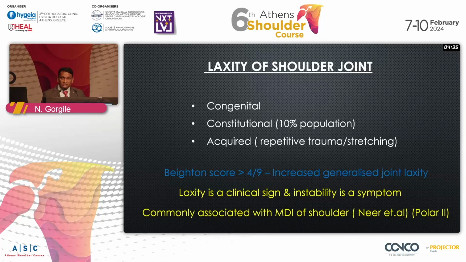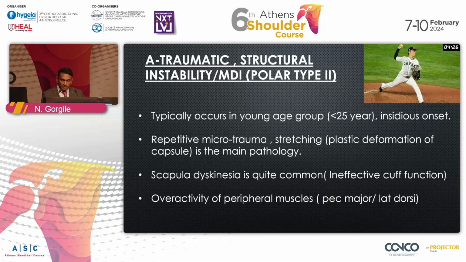So this laxity of the shoulder is commonly associated with MDI. We know that Neer first used this concept of multidirectional instability. So coming to the Polar type 2, that is atraumatic structural instability. It typically occurs in very young patients, aged less than around 25 years. It has an insidious onset, and the underlying cause is repeated microtrauma or stretching of the capsule.